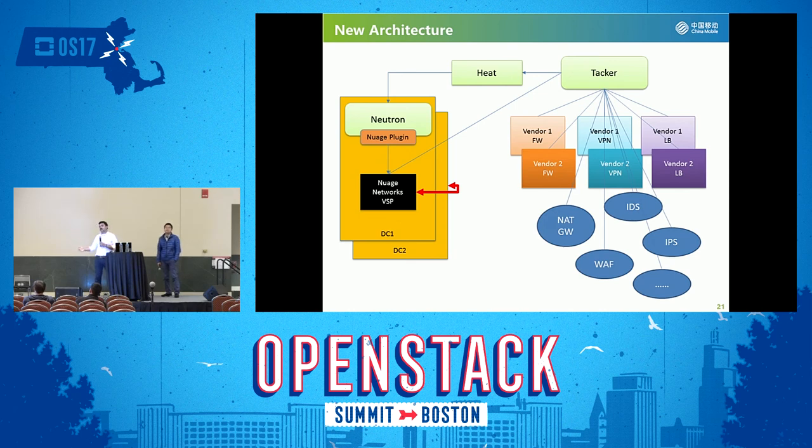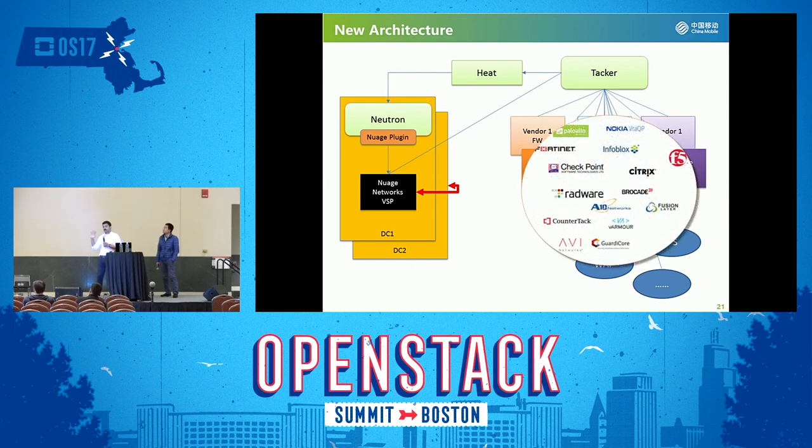And from a service chaining perspective, you can support scale out of a particular network function. You can have advanced functionality, and you're open to a broad set of vendors that can be programmed through an API. And then you can hook in advanced network functionality through an API from Tacker to the Nuage VSD.